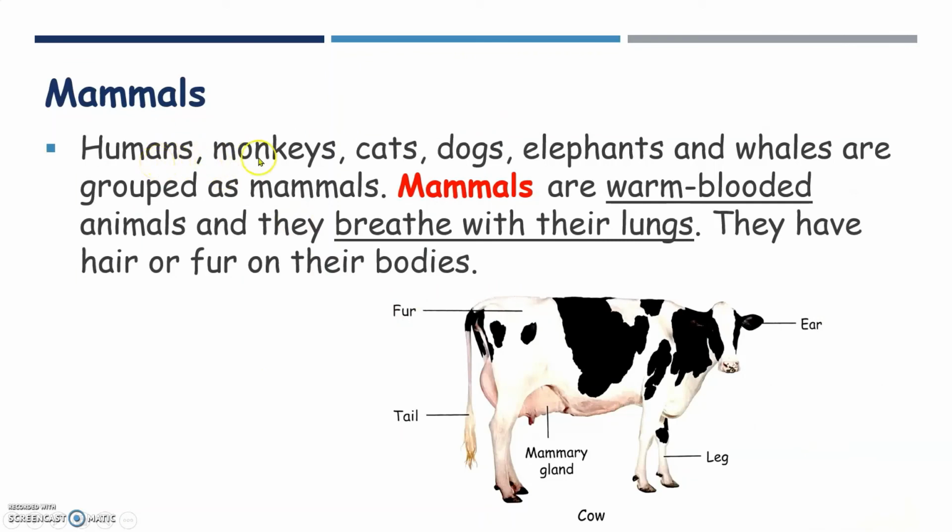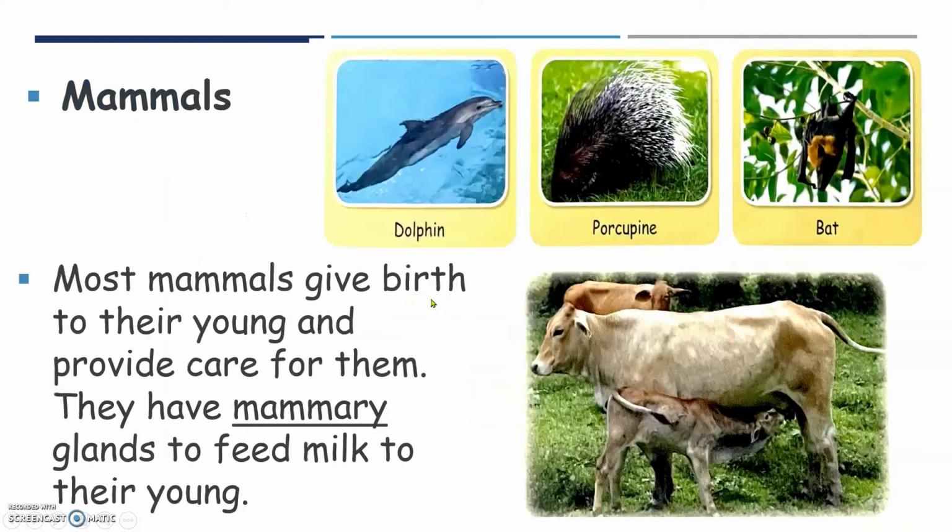Mammals. Humans, monkeys, cats, dogs, elephants, and whales are grouped as mammals. Mammals are warm-blooded animals, and they breathe with their lungs. They have hair or fur on their bodies. Most mammals give birth to their young and provide care for them. They have mammary glands to feed milk to their young. Some examples of mammals here: dolphin, porcupine, bat, and cows.